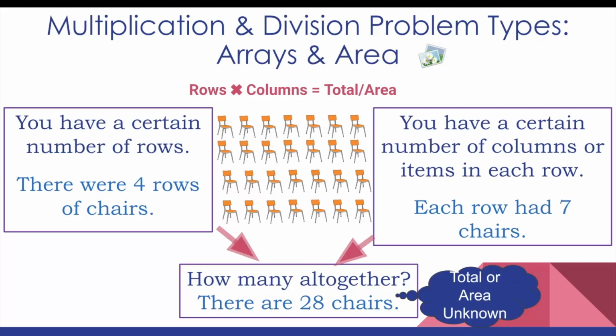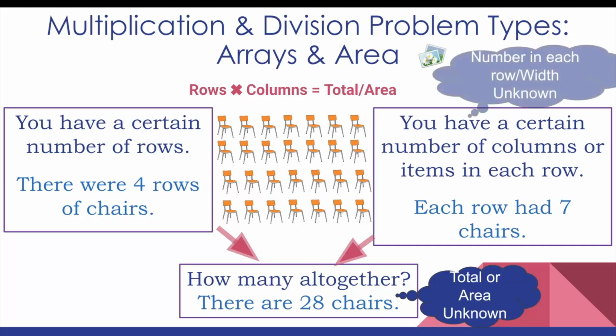The total can be unknown. There were 4 rows of chairs. Each row had 7 chairs. How many chairs were there altogether? The number in each row may be unknown. There were 4 rows of chairs. Each row had the same number of chairs. There were 28 chairs altogether.